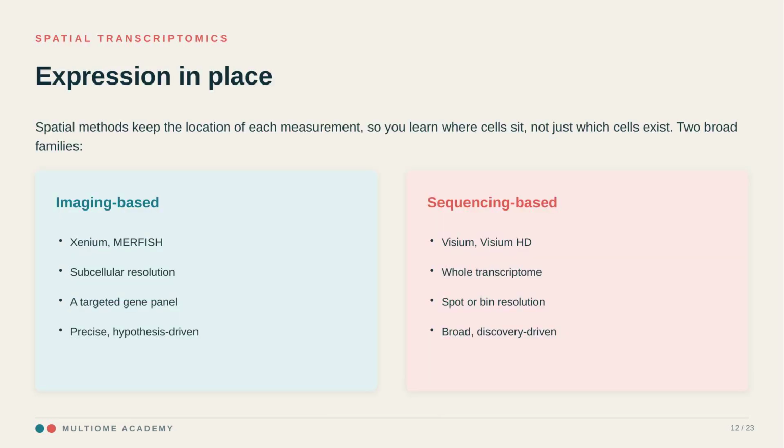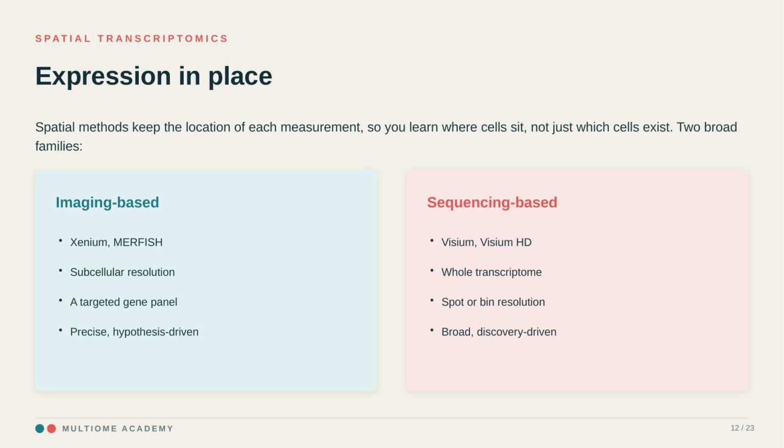Next, spatial transcriptomics. These methods keep the location of each measurement, so you learn where cells sit, not just which cells exist. There are 2 broad families. Imaging-based methods, like Xenium and MERFISH, give subcellular resolution but measure a targeted panel of genes.